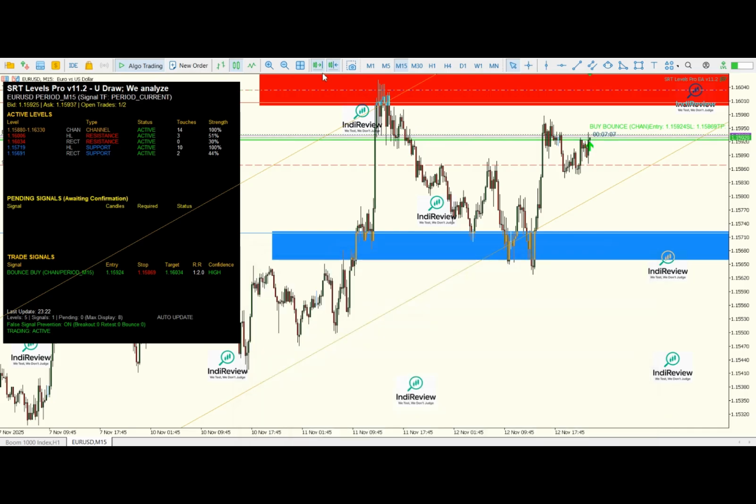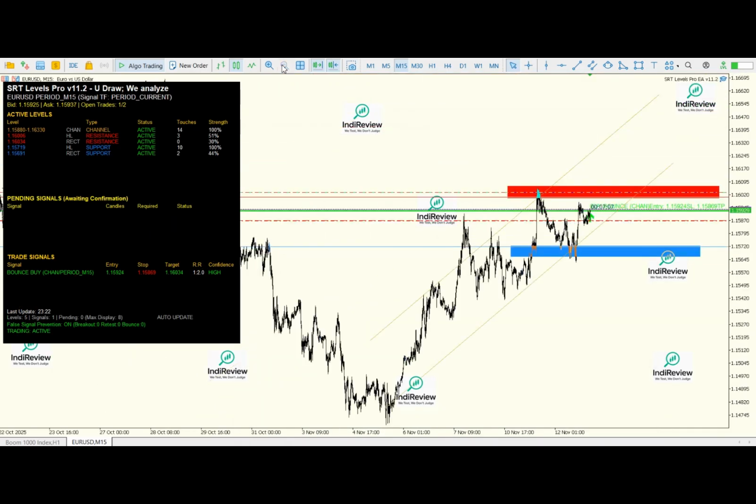Okay, let's reduce this so we can see what's happening. The bounce off was from this side because it's still in the buy trade. It just triggered a buy trade for us. When a signal comes, it gives you the entry, the stop, your target, your risk reward ratio, and then the confidence level.